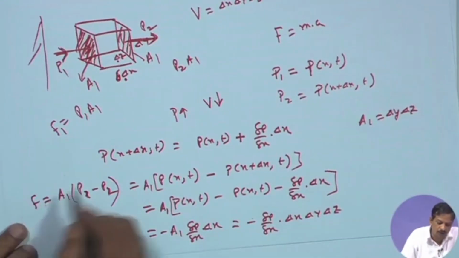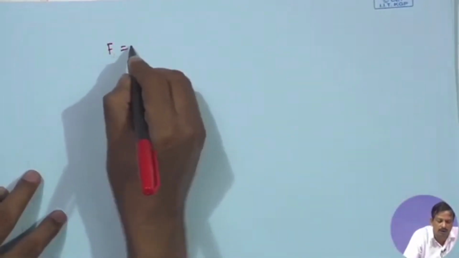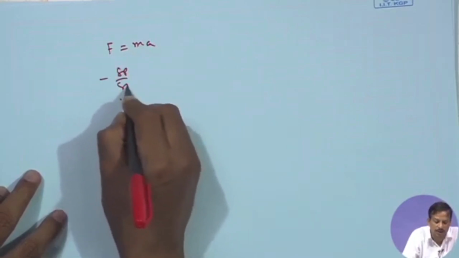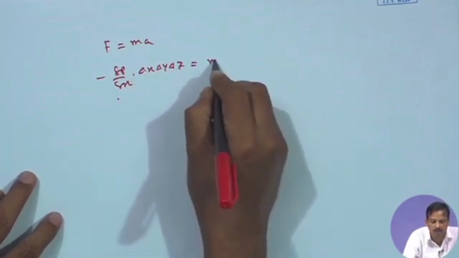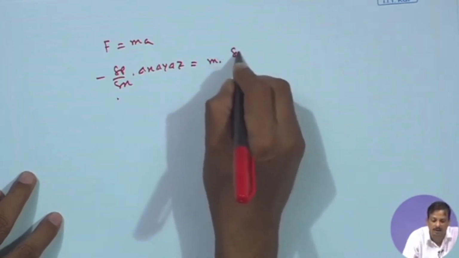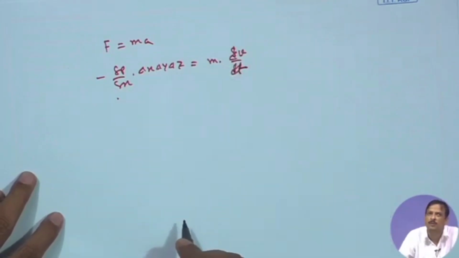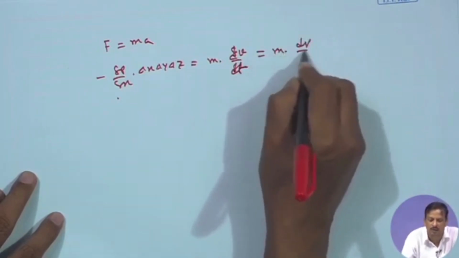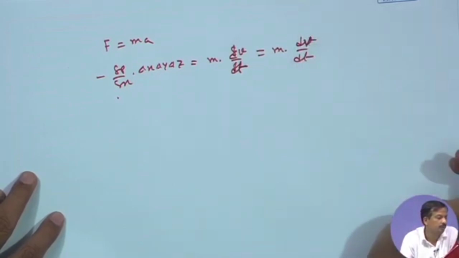So it is the force acting on the cube. Force is equivalent to mass into acceleration, Newton's second law of motion. So what is force? Minus del p by del x into del x del y del z is equal to mass into acceleration. What is acceleration? It is dv by dt, the rate of change of particle velocity. So I can say it is m into dv by dt. This v is the particle velocity.